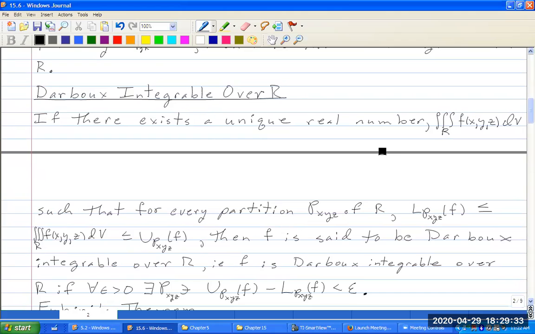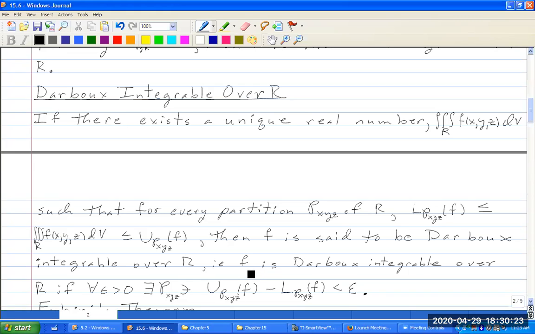If there exists a unique real number, and again, we denote it by the same notation, the triple integral over the region R of f, such that for every partition P_xyz of R, the lower Darboux sum of this partition for f is less than or equal to this number, the triple integral over R of f, which is less than or equal to the upper Darboux sum for any partition P for this function f. Then f is said to be Darboux integrable over R.